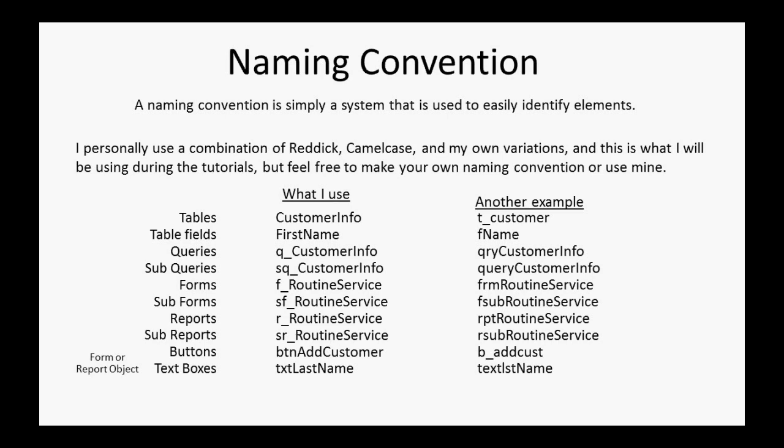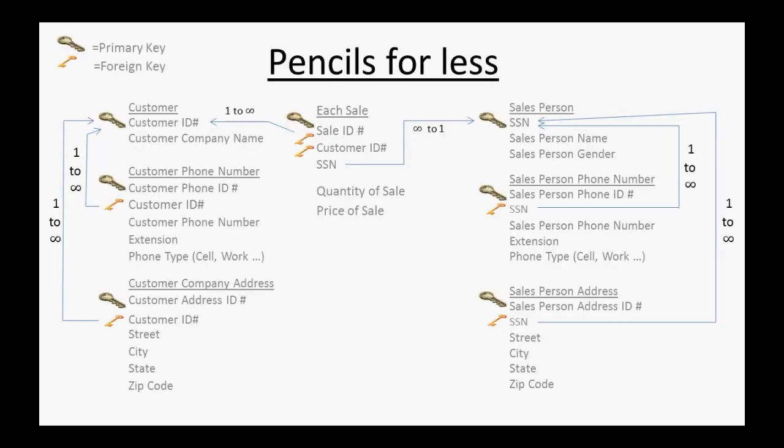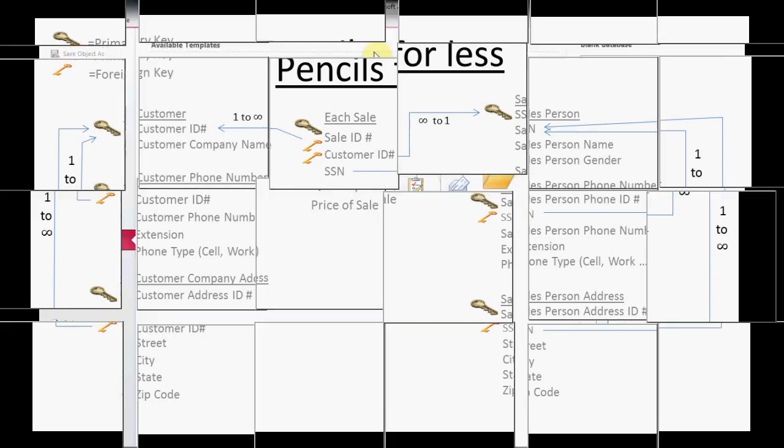So this is the naming convention that I will be using, and we're going to go ahead and get into our tables and start putting in the information. And at the end of Introduction to Database Design, this is what we had. We had all of our tables set up, our primary keys, our foreign keys, our relationships, and so we are ready to put this information into Microsoft Access. So let's go ahead and open up Microsoft Access and get started.